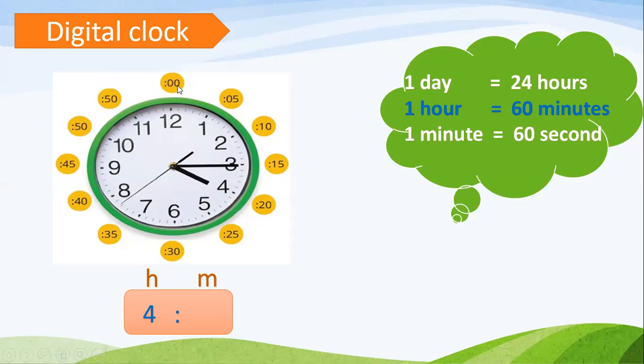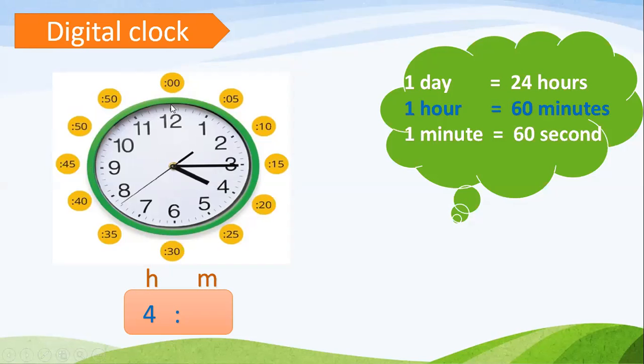But now we have a song for it. If the long hand points to 12, we will say 0, 0. If it points to 1, let's sing together. 5, 10, 15, 20, 25, 30, 35, 40, 45, 50, 55. So each time we are adding 5 minutes.